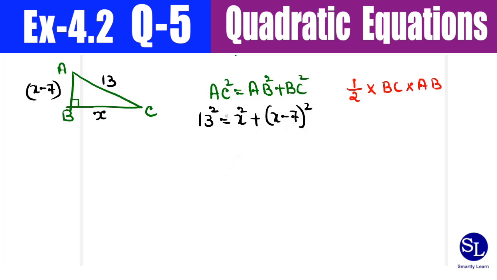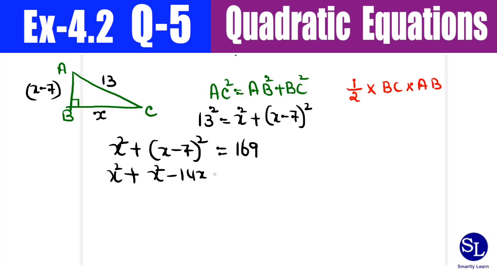So let us expand on both sides. Here the 13 squared, I'm going to write this as 169. I'm used to putting the numbers on the right side, so I'm just reorganizing this equation the other way. So this is x squared plus x minus 7 the whole square. Now this is a minus b the whole square, so do an expansion here. So x squared plus x squared minus 14x plus 49 is equal to 169.